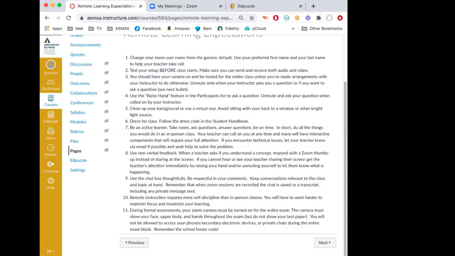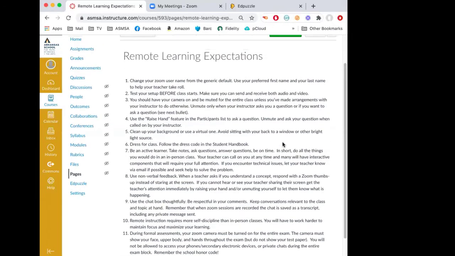So that's just a quick review of what my expectations are for this remote learning experience that we'll be doing. Are there any questions about that?